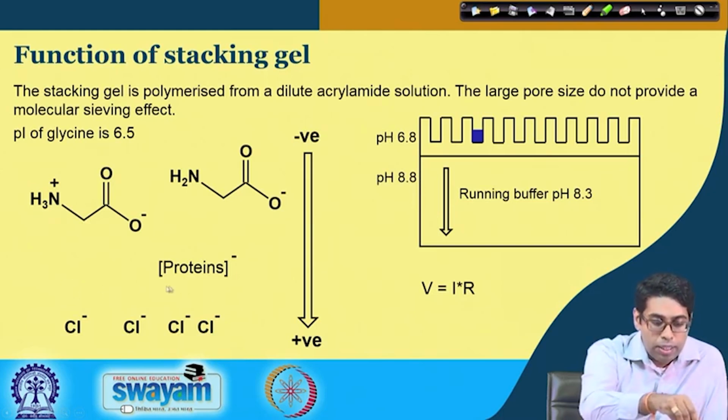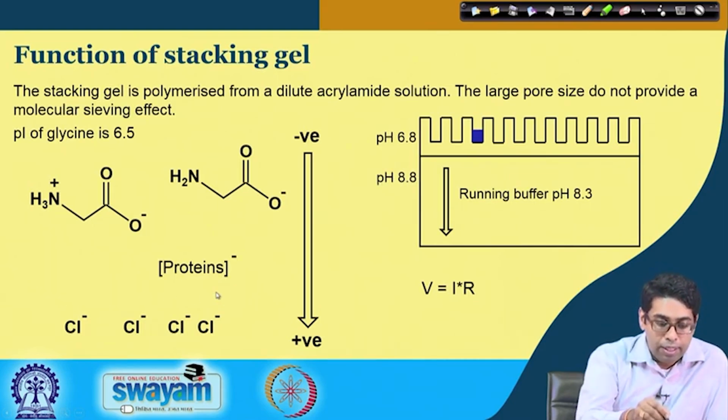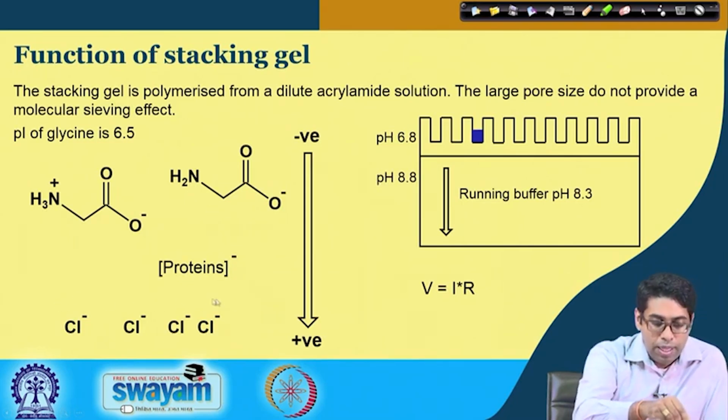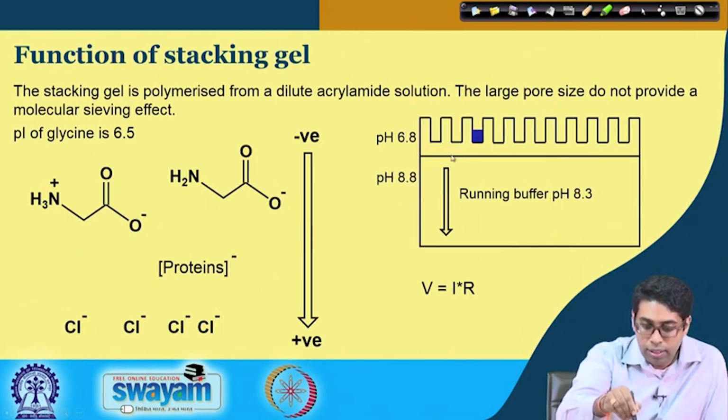The moment all these proteins reach the chloride ions, the concentration of chloride ion is very high here, which means that the current is high, right. So, the effective resistance goes down. So, the voltage also goes down. So, these protein ions will stay right behind the chloride front. So, the effect is that all the protein ions are stacked into a very narrow band right behind the chloride ions, and together they reach this intersection and they enter the resolving gel as a nice tight narrow band.